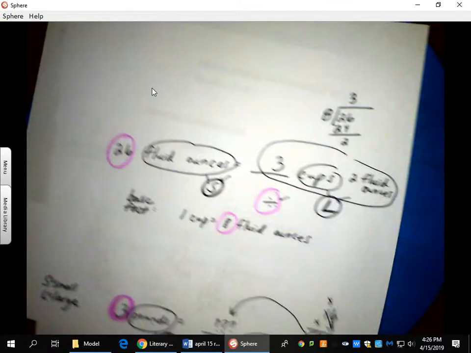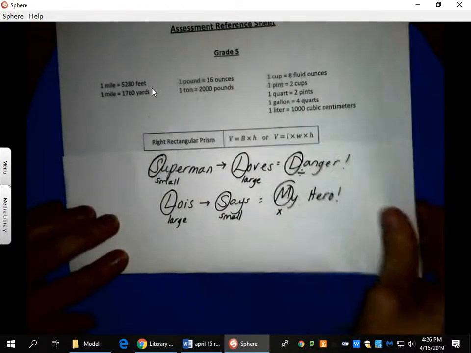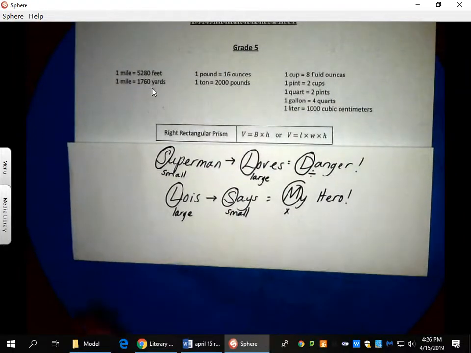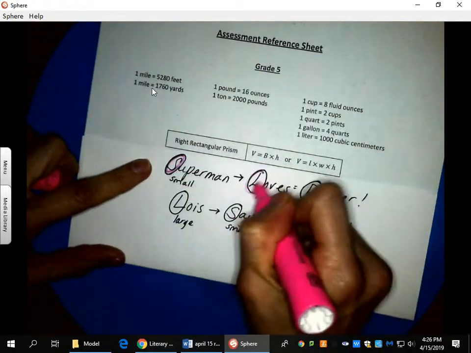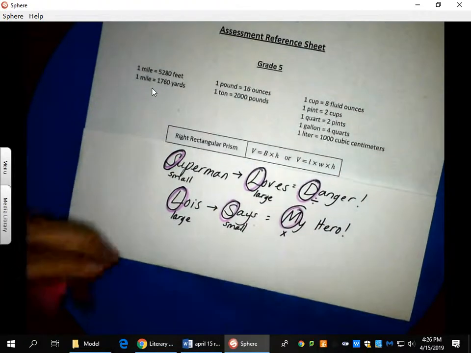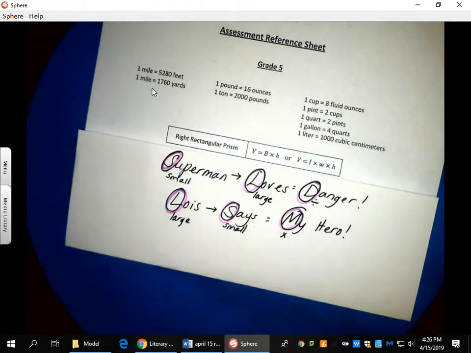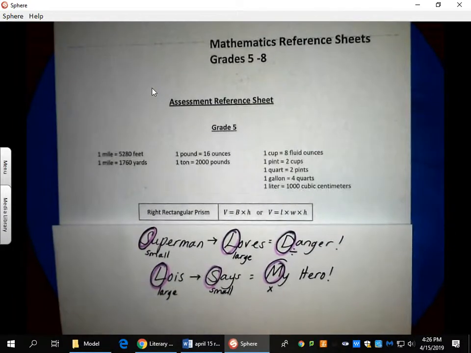Okay? So that's just a mini tutorial, and this is really important here. I'll hang this on the front board if anybody needs to use it, but this is probably the most important piece. The Superman loves danger, Lois says my hero, and then using all of these measurements if you need them. Okay, so that's the most important piece for today's activity. Just go ahead and continue to follow along the directions.